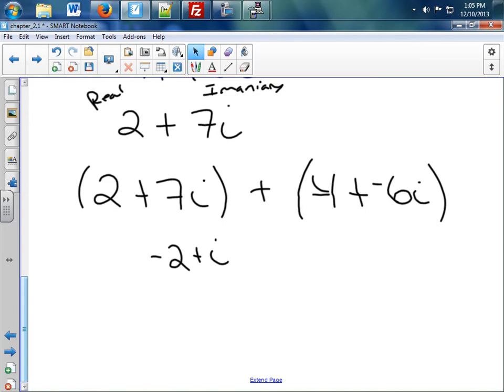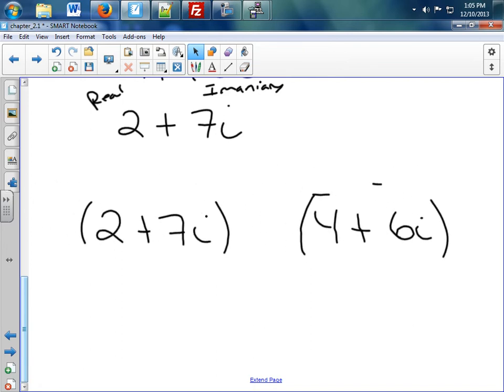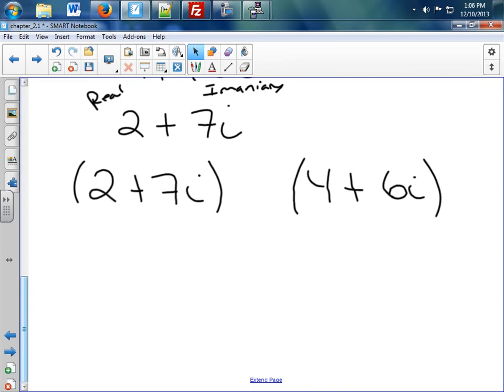So now, I'll erase that, take that. Oh, I was trying to move them closer together. I don't have the power to do that on my smart board.